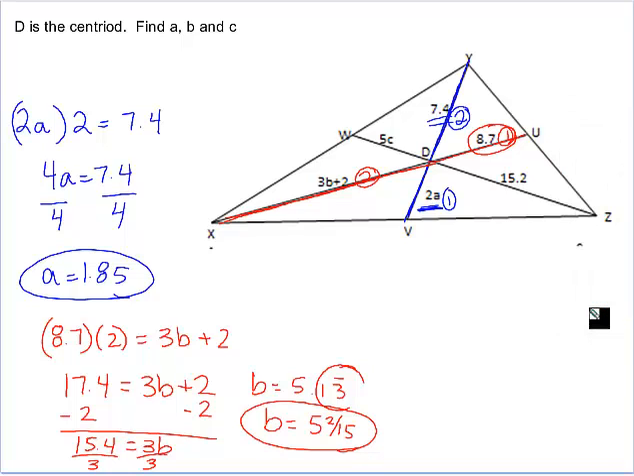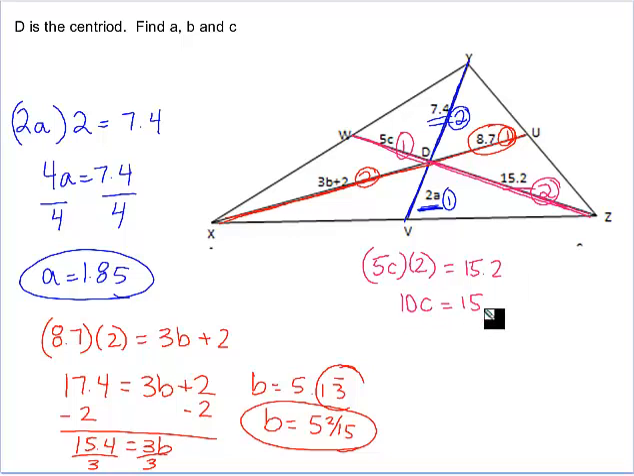On our very last line here, to find C, here is our longer side, D to Z, which is 15.2. Our shorter side, WD, is 5C. So 15.2 is twice as big as our shorter side. So we'll take 5C and times it by 2, and that should equal 15.2. 5C times 2 would be 10C, is equal to 15.2. Then to get the C alone, we just have to divide by 10. So C is equal to 1.52. So there we used the fact that D is the centroid to be able to use those ratios or proportions to find our A, B, and our C.